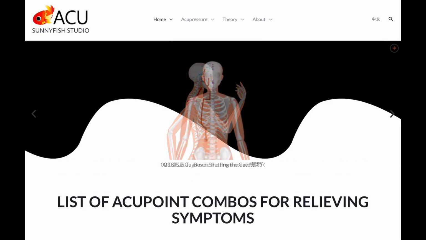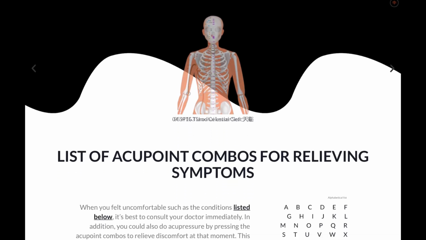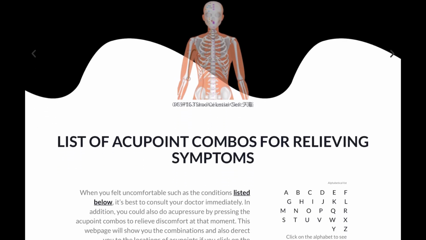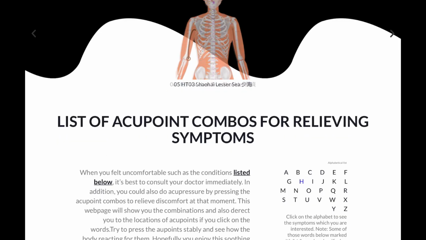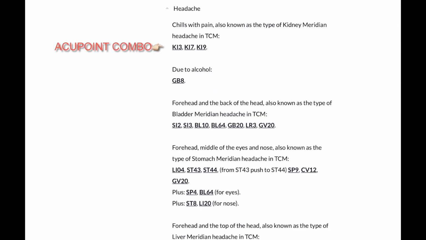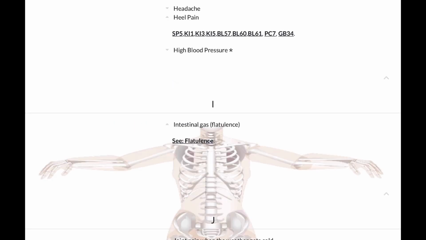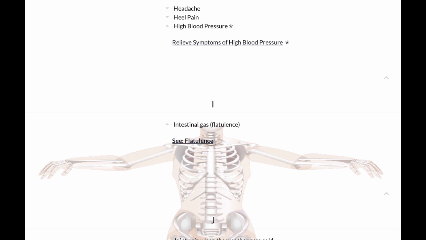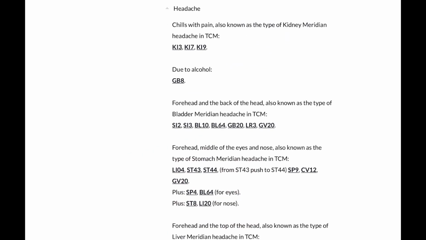Hi there, I'm going to introduce a way to use this page to relieve some of the symptoms. First of all, as you click on one of the alphabet letters here, you will see the symptoms listed below, which start with the same first letter. Second, click on the triangle to expand the symptom you choose. The combination of acupoints will show and be ready to link you to each acupoint.